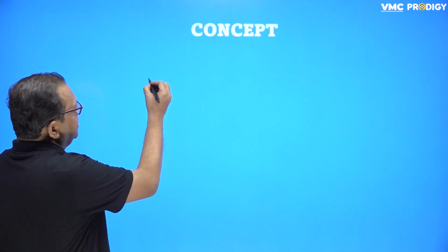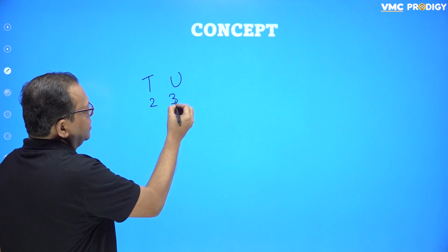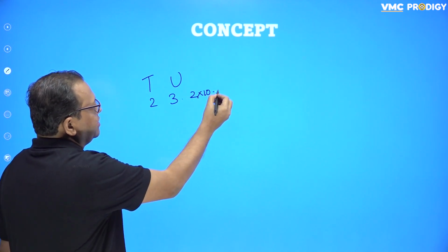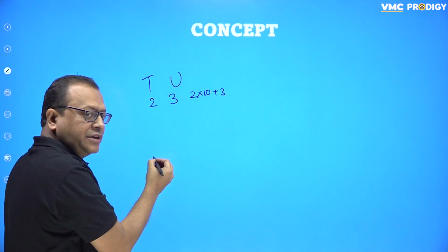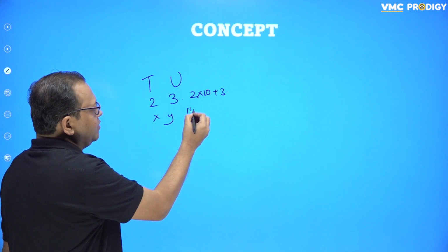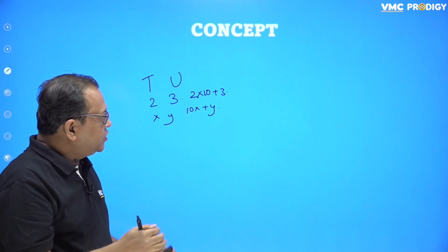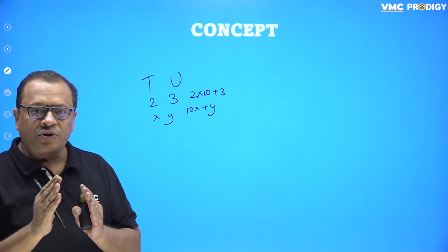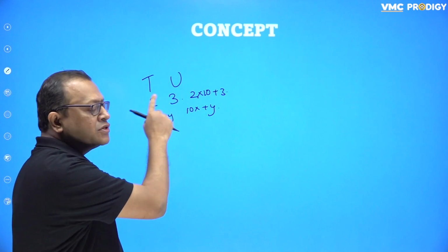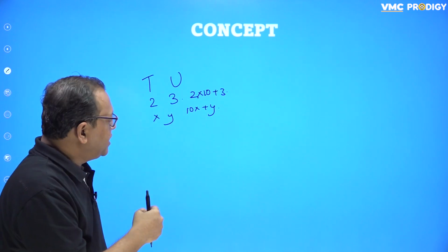If I tell you that a number is say 23, can I write this as 2 into 10 plus 3? Right? Similarly, if I write a number as xy, can I write this as 10 into x plus y? I will use these concepts to add or subtract some numbers where the digit value is not given. Follow this lecture very carefully.